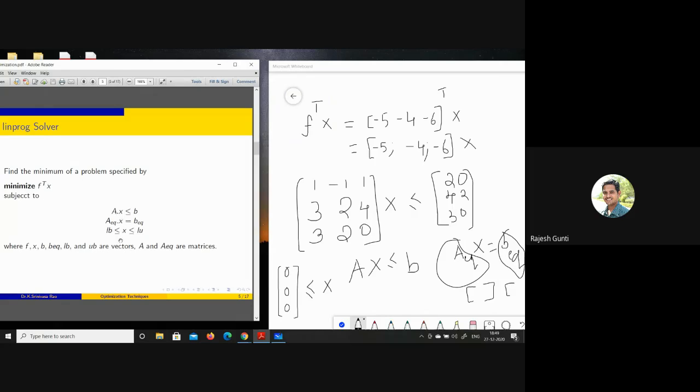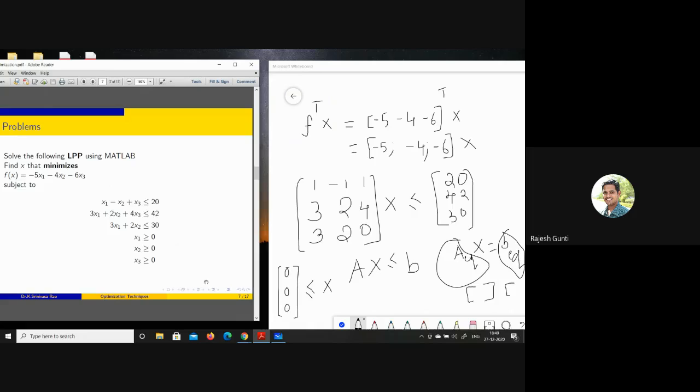Lower bound less than or equal to x, less than or equal to upper bound. UB, not LB, upper bounds. Upper bounds are not there in this problem; only lower bounds are present. That is zeros of 3 comma 1. This one. Now, this is the first step.